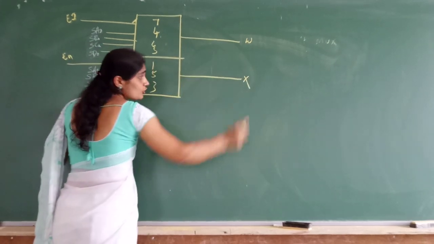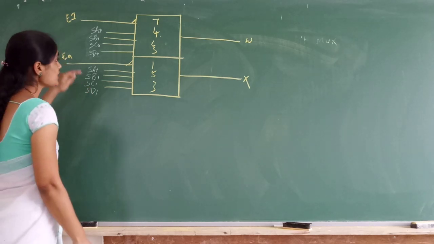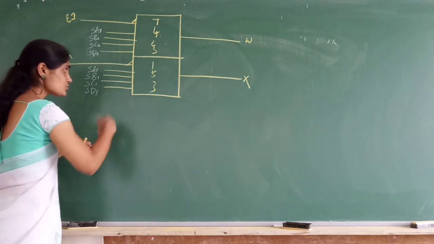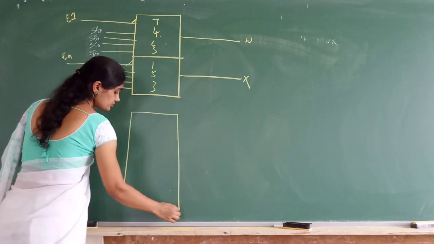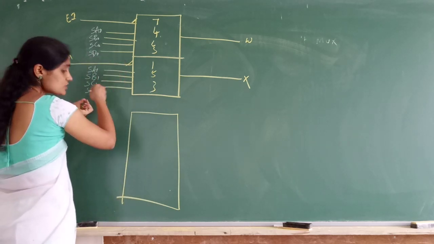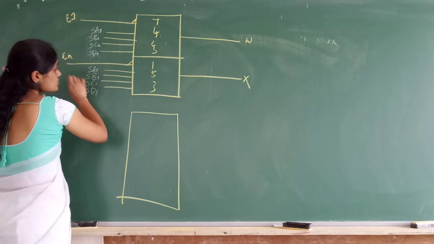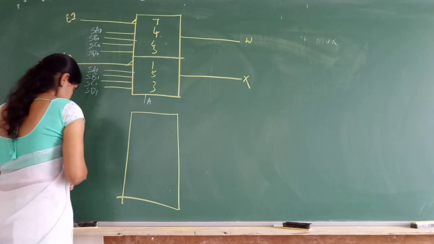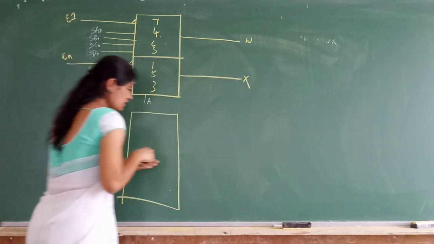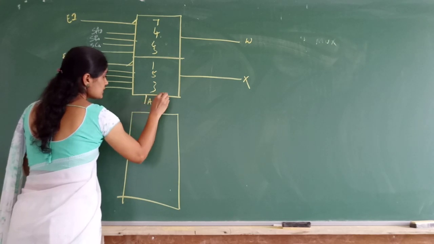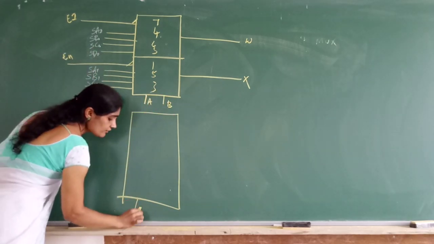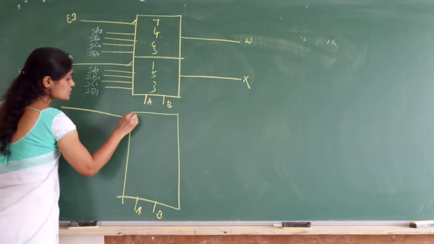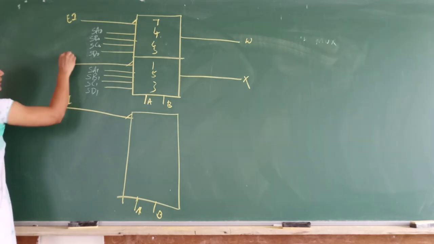So how many outputs do I have? 2 bits. 2 bits I am already getting if I make use of both the multiplexers. But I want 4. So what do I do? I make use of one more 74LS153. And along with this, we have two select inputs, right? That also we have to write. So two select inputs, A and B. For this also we have A and for this B, and enable input as usual.